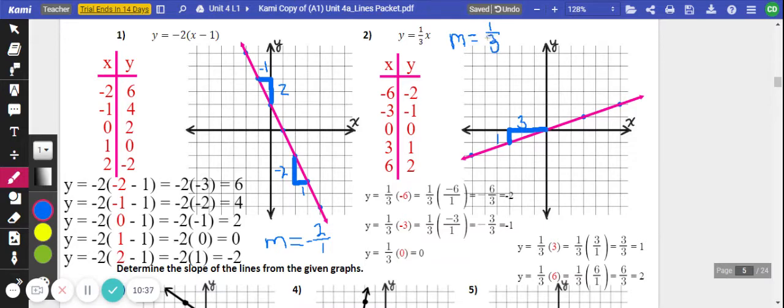So if you notice here, for number 1, I get a slope of -2, which is exactly what I have here at the beginning, right before my x value. And over here, the 1/3 for my slope is again the number right in front of my x value.